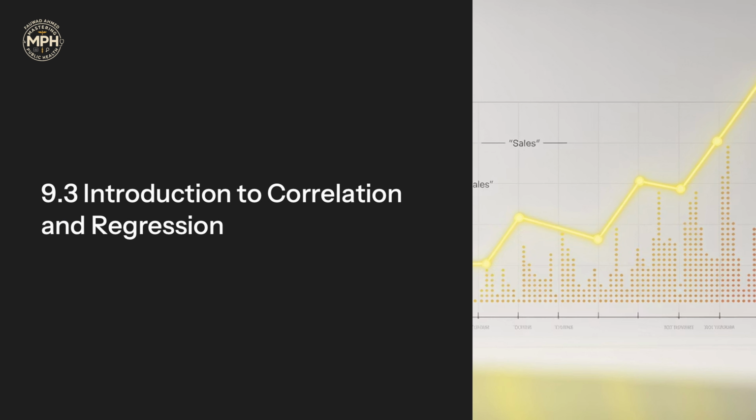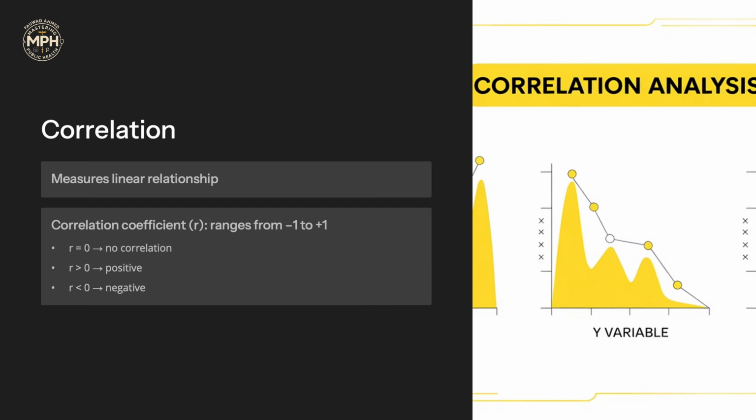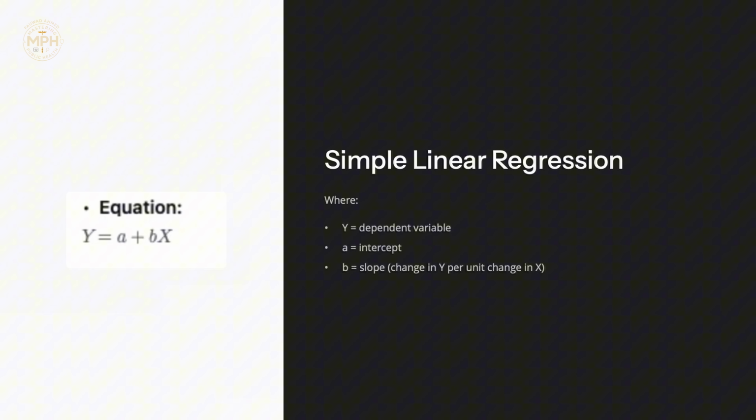Third is Introduction to Correlation and Regression. Correlation measures how strongly two continuous variables are linearly related. The correlation coefficient r ranges from -1 to +1. r = 0 means no correlation. r > 0 means positive association. r < 0 means negative association. Linear regression models the relationship between a dependent and one independent variable.